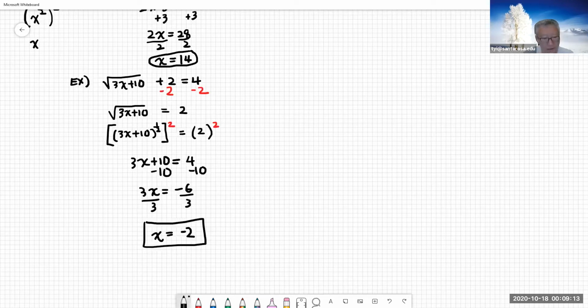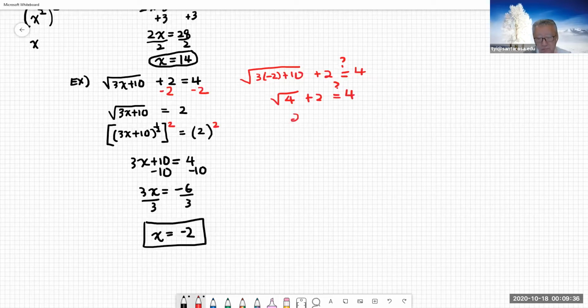Okay, and make sure that you guys check. Like this: 3 times minus 2 plus 10 plus 2, is this equal to 4? Obviously, you got square root of 4, right? So 2 plus 2, you get 4. So that one checks out okay.